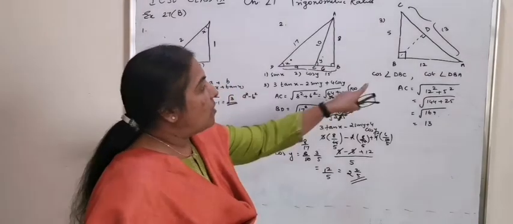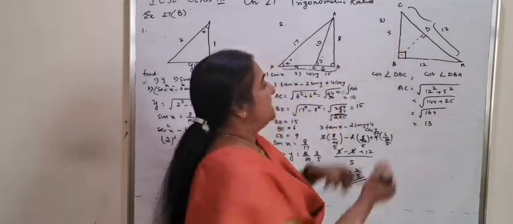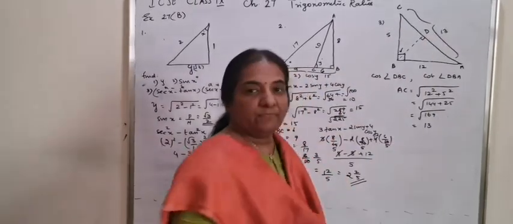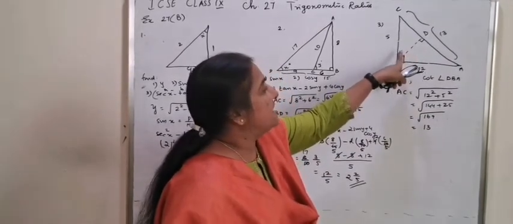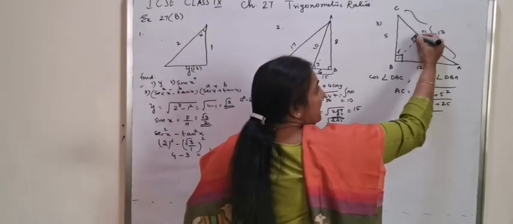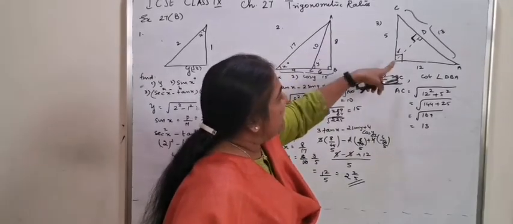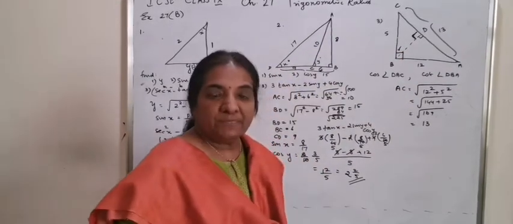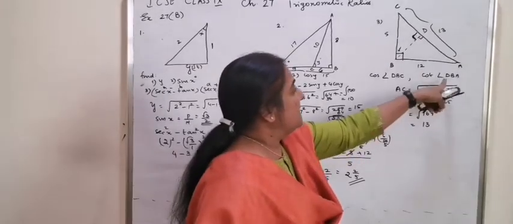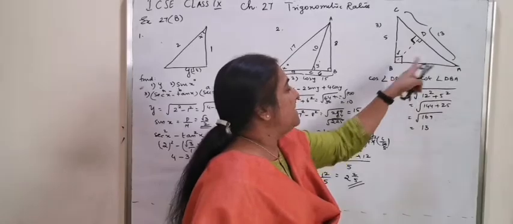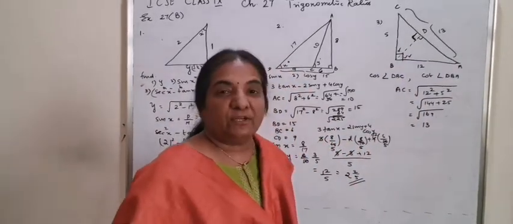Now, cos angle DBC. It means the adjacent side. Even though it's a right triangle here, the hypotenuse is 5 and the adjacent side is BD. There is no method of finding the value of BD. Similarly, as DBA, you have to find the value of cot.